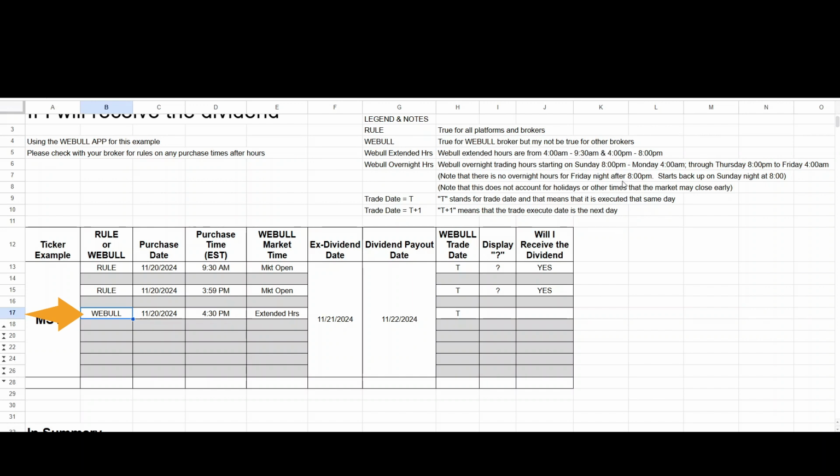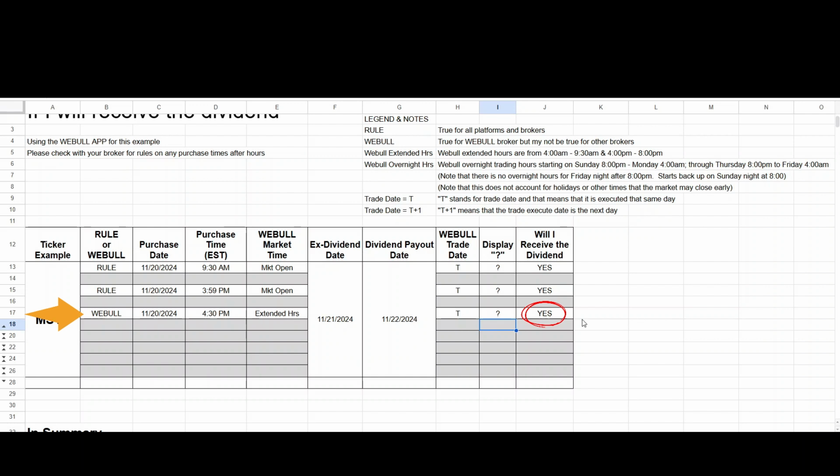So 4:30 will fall between the 4 and the 8 p.m., so that's extended hours. So the question is, even though the day is still 11/20 when we purchased it, and the X date is 11/21, do we get that dividend? Because the market's closed. Will we receive that dividend on the extended hours? Well, let's just see. Yes, you will. You will receive that dividend even in extended hours on Webull.